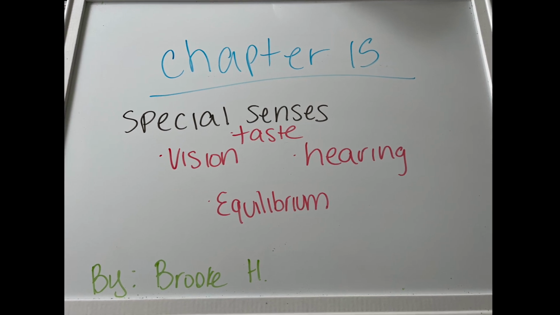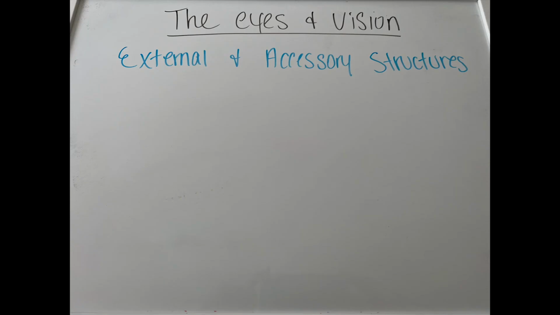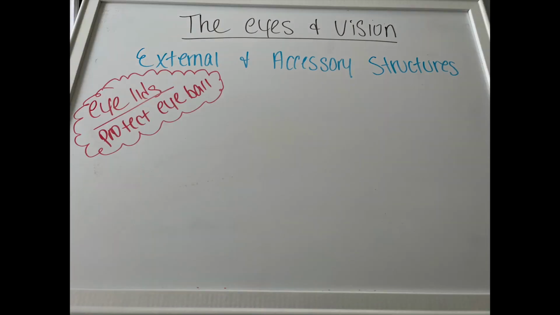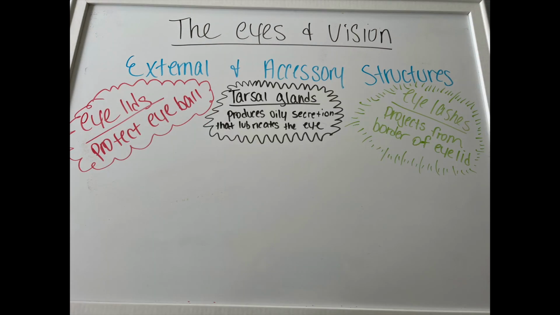Today we're going to be talking about Chapter 15, Special Senses. The eyes and vision, external and accessory structures. Your eyelids protect your eyeballs. Projecting from the border of each eyelid are your eyelashes.